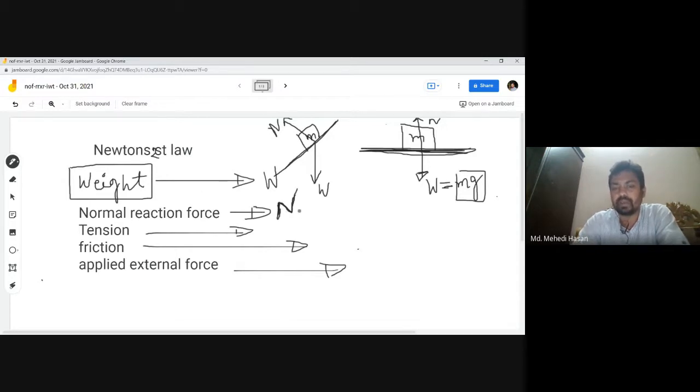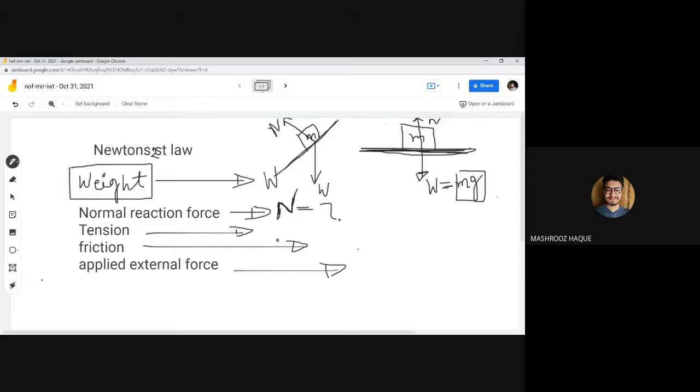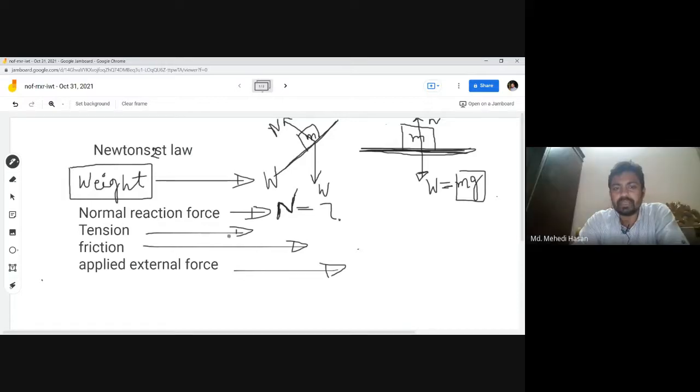Okay, so there is no fixed formula for normal reaction force, so you have to find out this normal reaction force. Do you understand the thing, normal reaction force? Yes, sir. Okay, so now let's go to the tension.